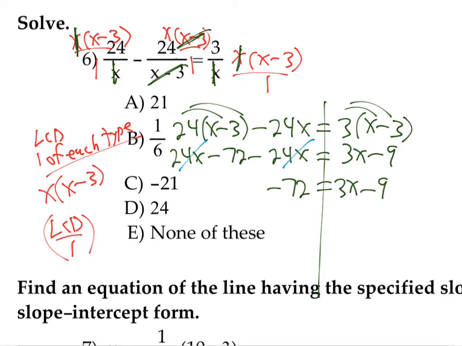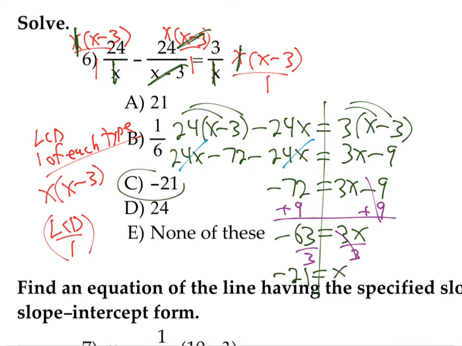X is saying I want to be alone. So what do we do? Add the 9. And so we get something. What is it? Minus 63? Yeah, that's it. And last step? Divide by 3. I'm betting on negative 21. X is minus 21. There it is.